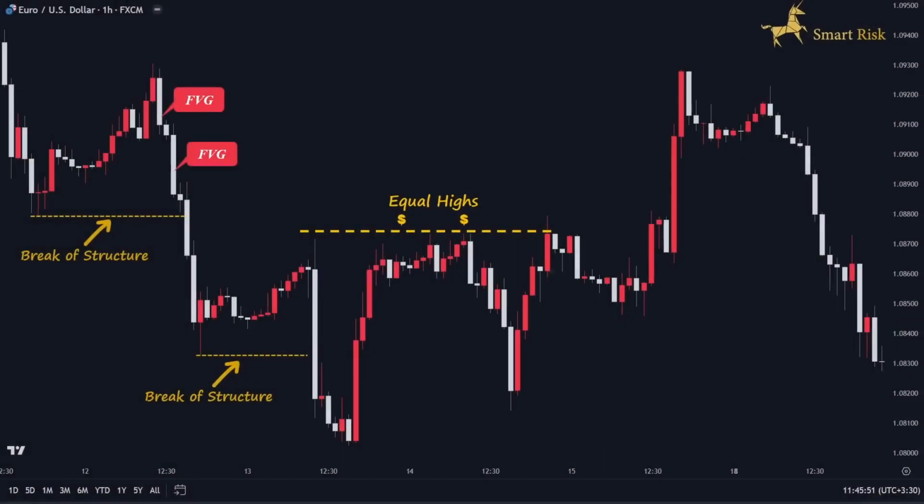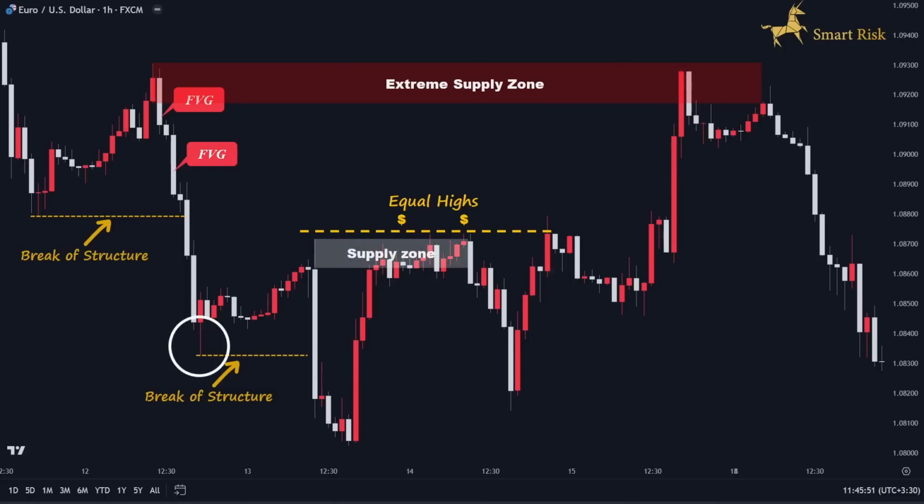Here, we have the 1-hour time frame of the euro-dollar pair displayed. It's obvious that price is in a downtrend and supplies are in control. If we shift our attention to the top of the chart, we can see that price has broken out of this structure with significant inefficiency and momentum. It has also generated an unmitigated and fresh supply zone at the extreme. Subsequently, after a temporary retracement, the price began to move downward, resulting in a bearish break of structure and the formation of another supply zone.